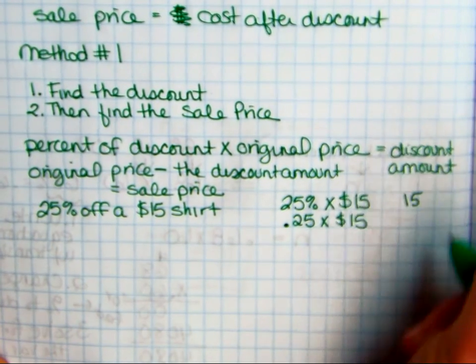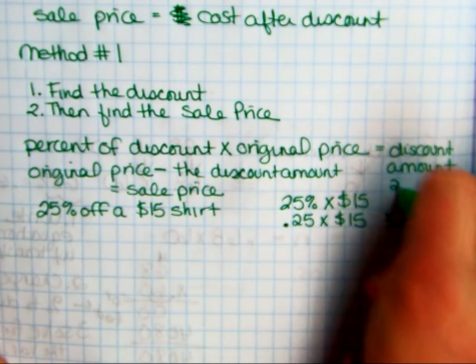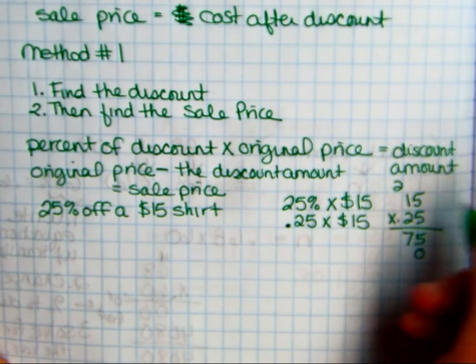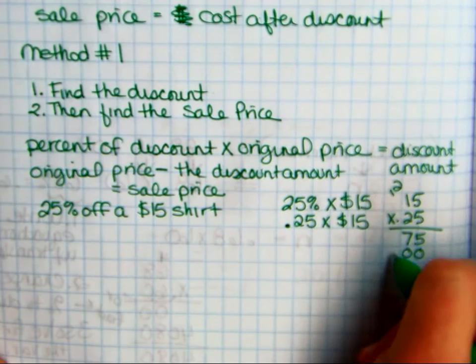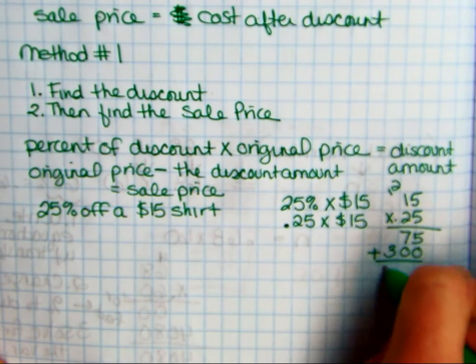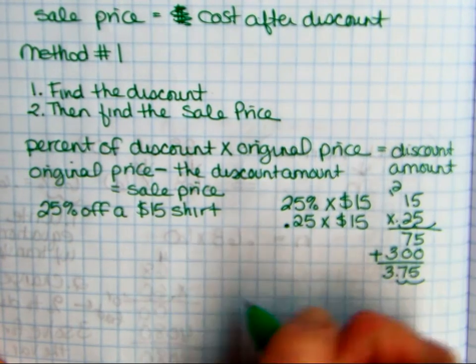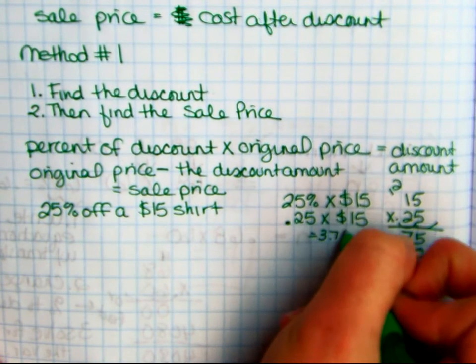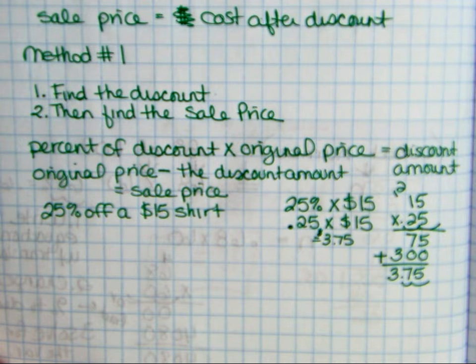I'm going to do my math over here. 5 times 5 is 25. 5 times 1 is 5 plus 2 is 7. 0. 2 times 5 is 10. Carry the 1. 2 times 1 is 2 plus 1 is 3. Add them up. Remember, I've got 2 decimal places here, so I end up with $3.75. That's the discount.